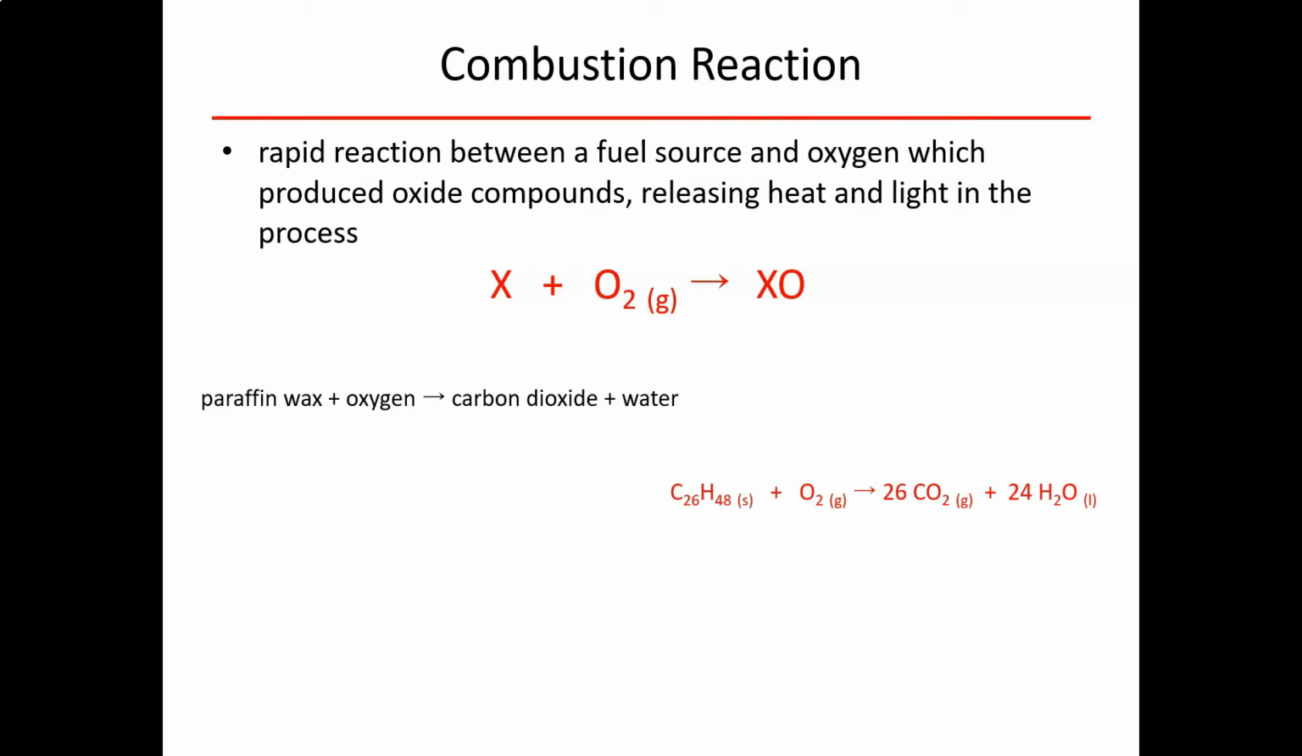Okay, so for example, paraffin wax reacting with oxygen would give me carbon dioxide and water. And we can see our reaction here. And my iron can react with my oxygen. This can be a slow reaction when it's rusting, but it can also be a rapid reaction where I'm giving off heat and light.